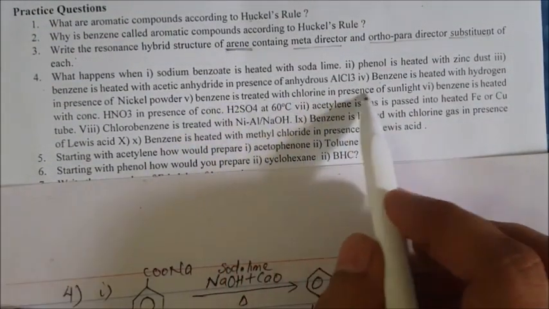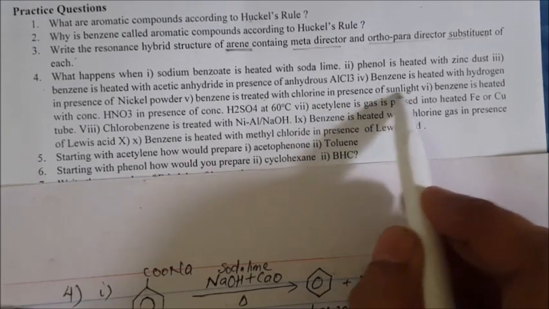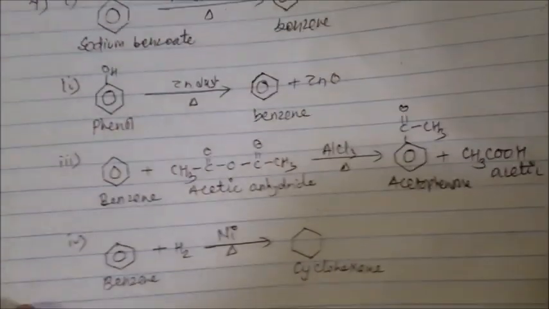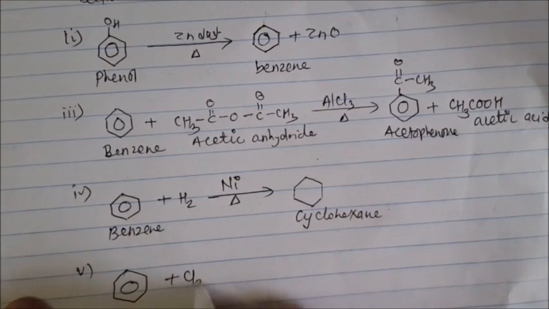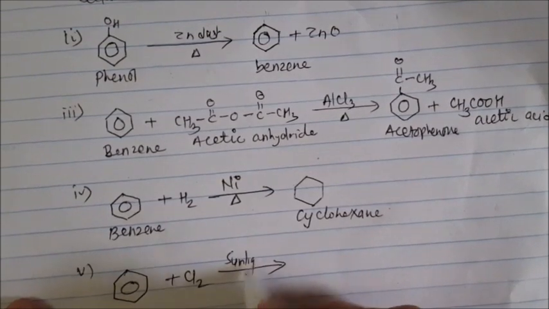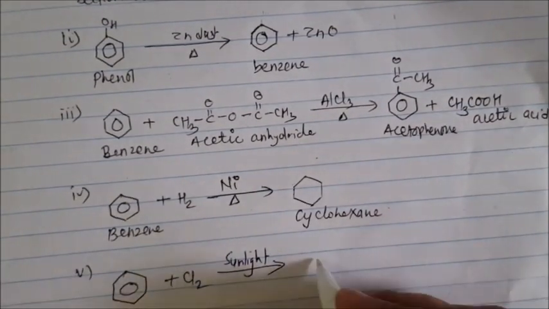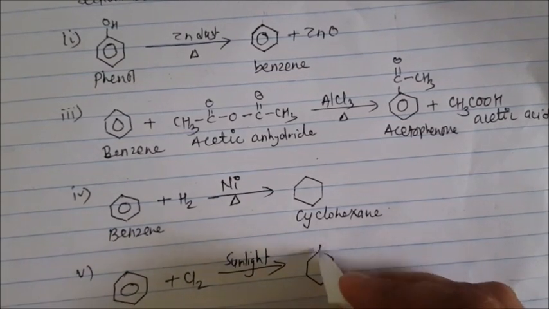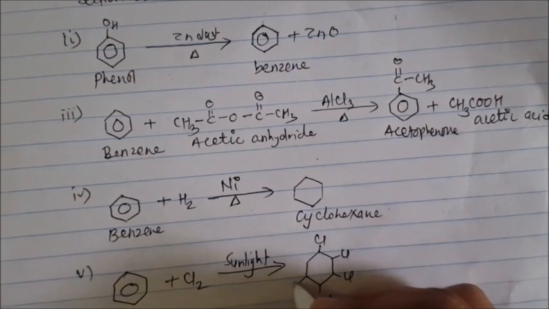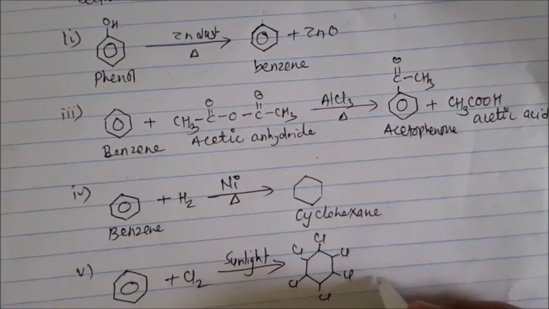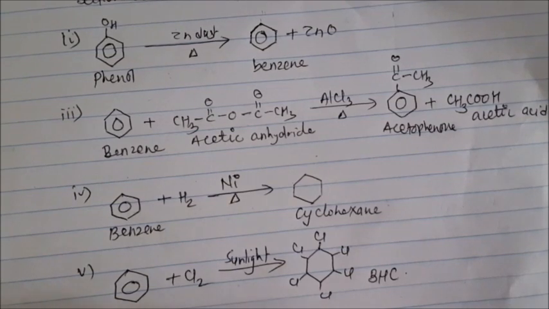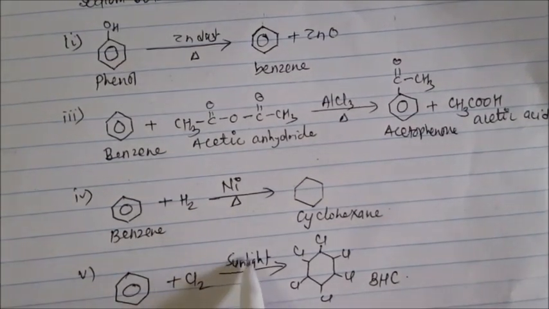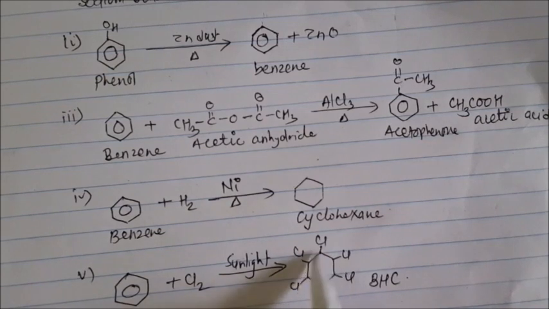Similarly, question number 5: benzene is treated with chlorine in the presence of sunlight. This is the sunlight. Sometimes FeCl3 is given, sometimes sunlight is given. So benzene, when treated with chlorine in the presence of sunlight, then the chlorine is added, and this is BHC, benzene hexachloride. If sunlight is used, then you have to write down the product BHC. If FeCl3 is given, then make only chlorobenzene here.